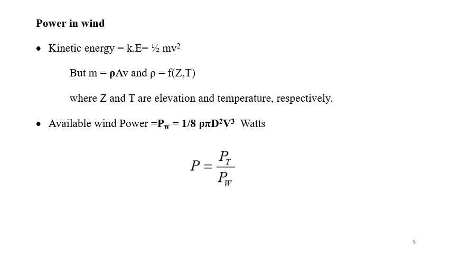Okay, and power is proportional to the cube of the wind speed always. So it is thus evident that a small increase in wind speed can have a marked effect on the power of the wind. Okay, so because it is directly proportional to the cube of the wind velocity, isn't it?